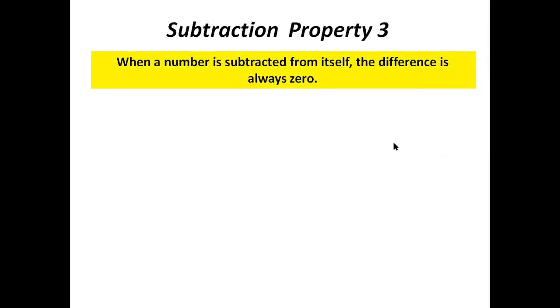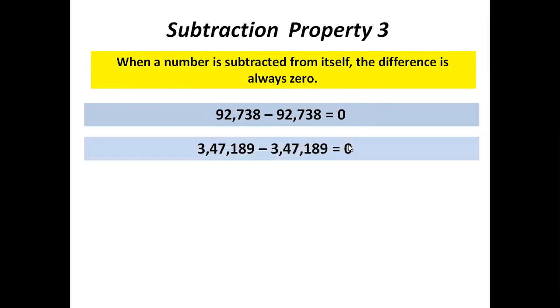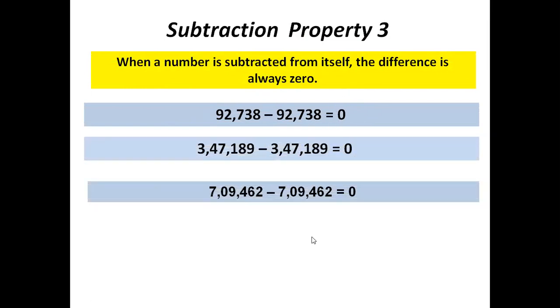Third property. It says when a number is subtracted from itself, the difference is always 0. That means 5 minus 5 will give us 0. 15 minus 15 will give us 0. 26 minus 26 will give us 0. A number subtracted from itself will give us 0. You can see all the examples.